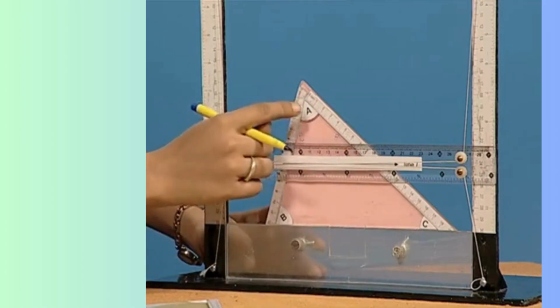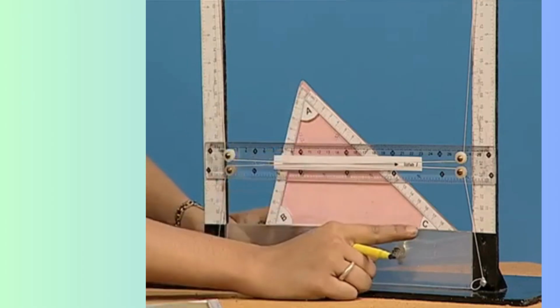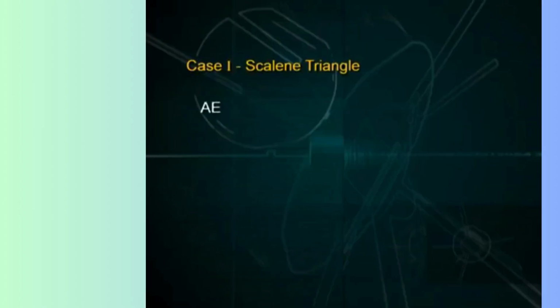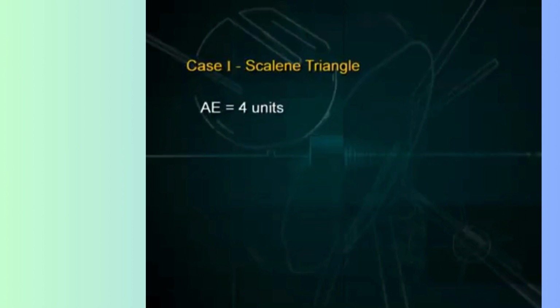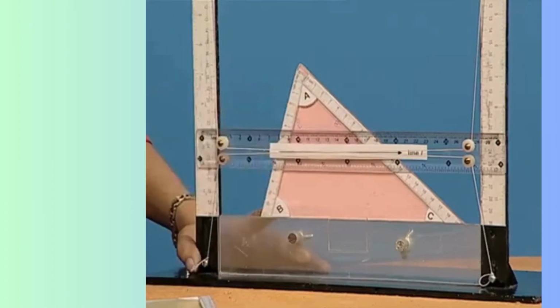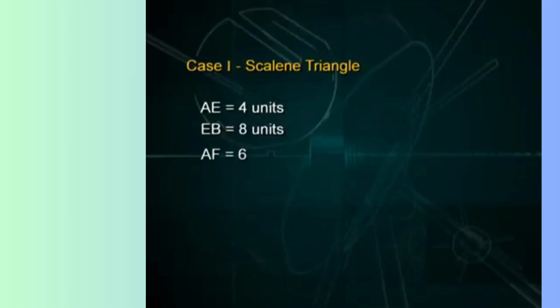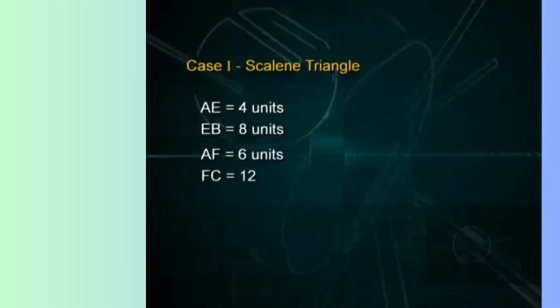Now on measuring AE, EB, AF and FC, we can see that AE is 4 units. EB is 8 units. Similarly, on measuring AF, it comes out to be 6 units, and FC is 12 units.